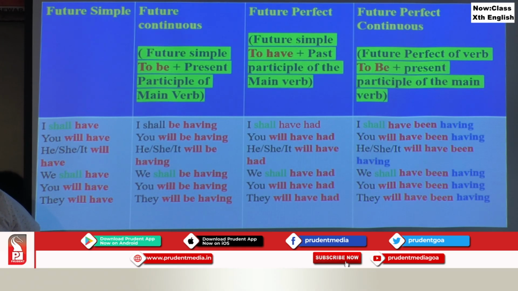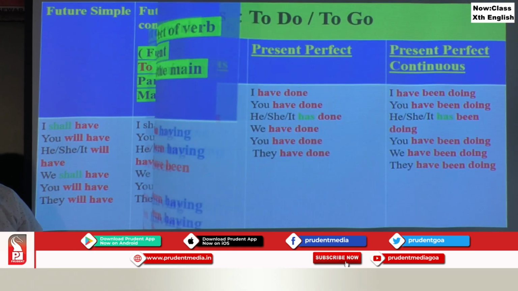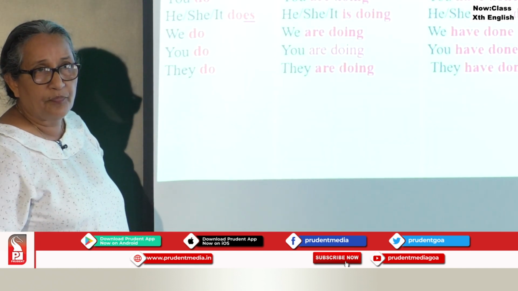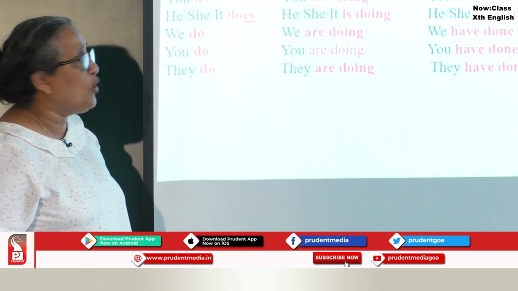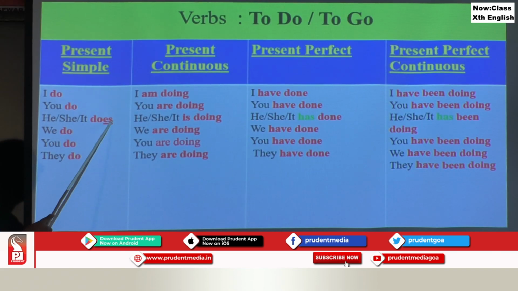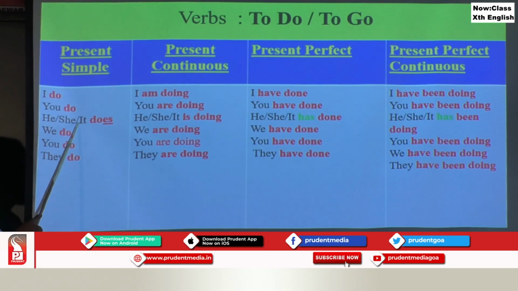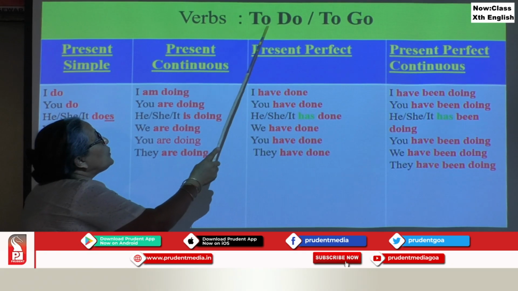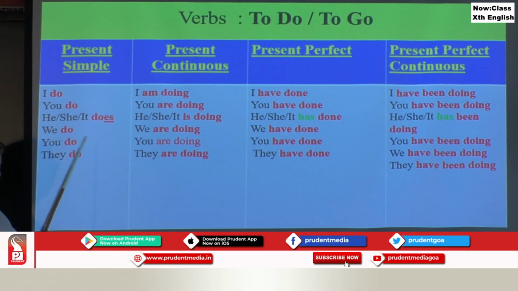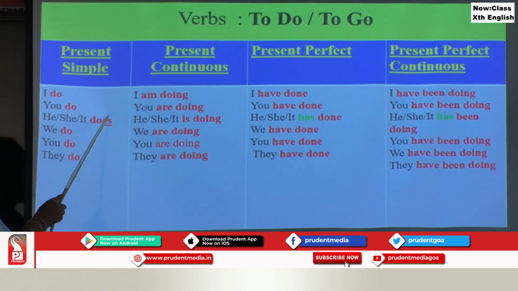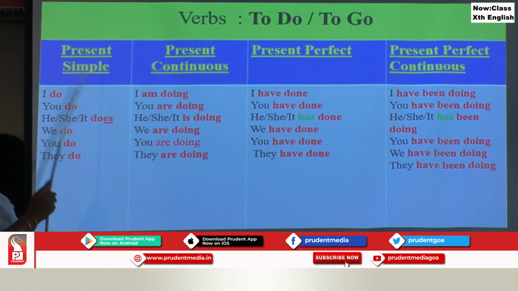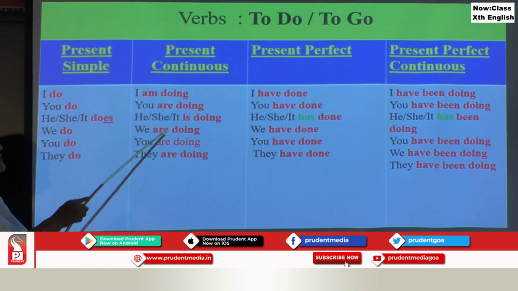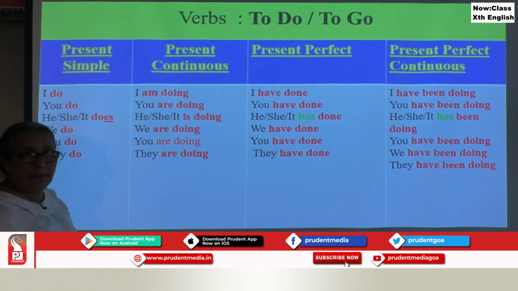I've conjugated for you a number of verbs now. Verb to do and verb to go. A different set of verbs, only to tell you this ending in the third person singular. If the verb ends in O, verb to do, verb to go, we add ES in the third person singular and not just S. I do, you do, he, she, it does. The rest of the rule remains the same.